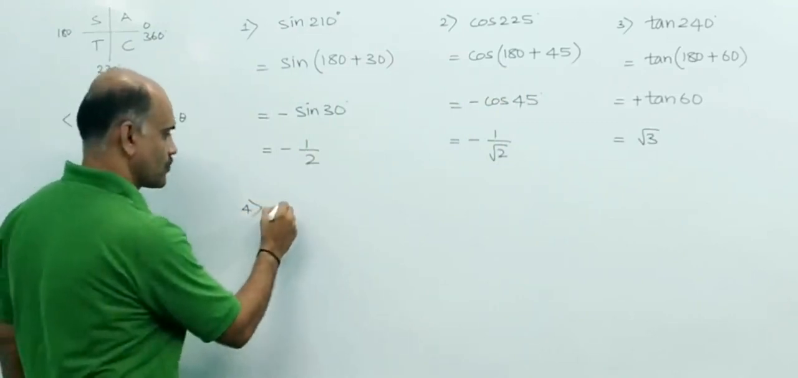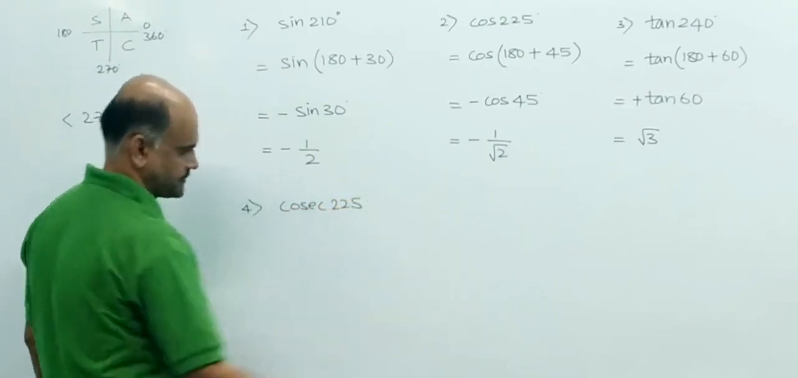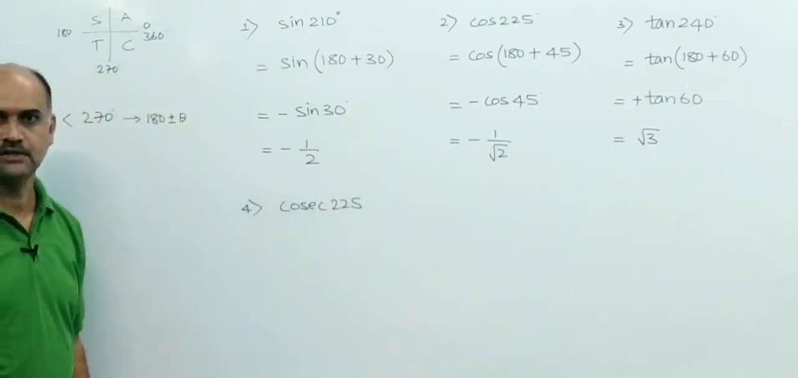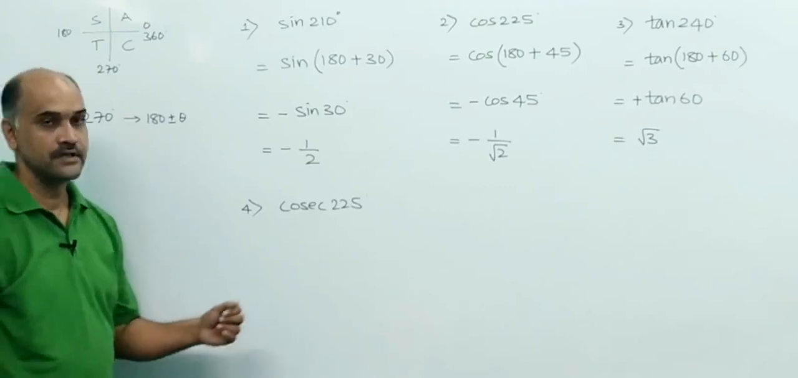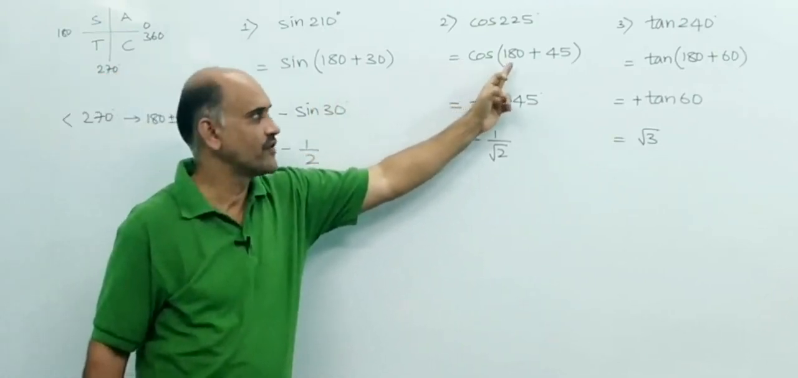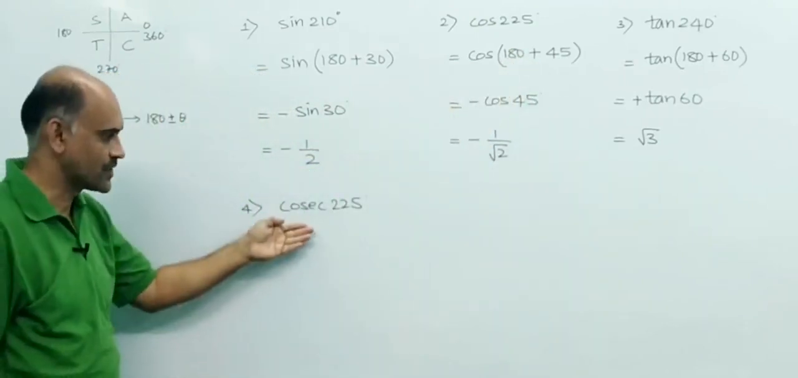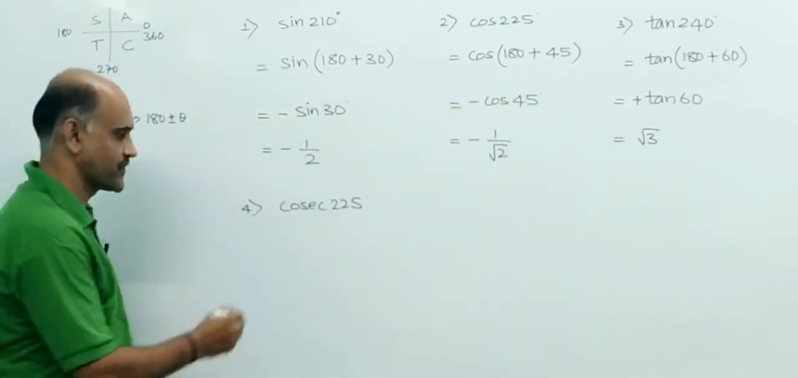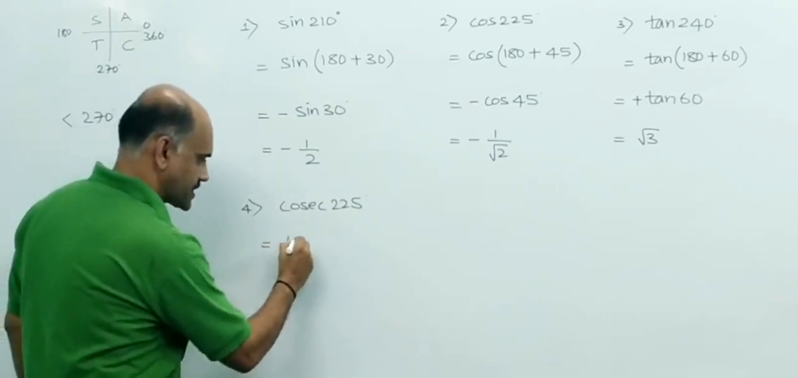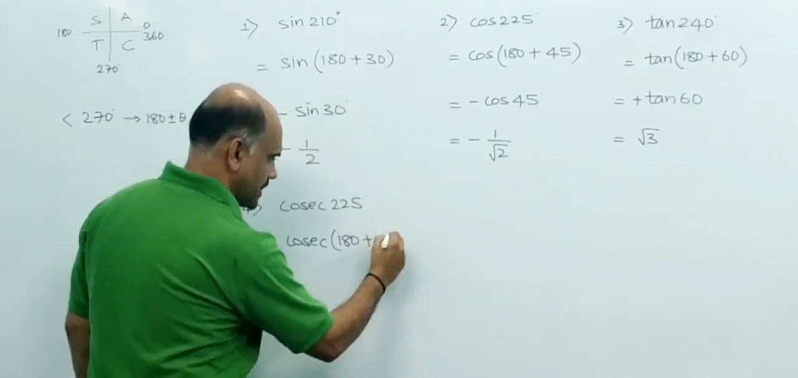Fourth one, cosec 225. Cosec 225. So now again here it is there. 225 is written as 180 plus 45. So write as 180 plus 45. You will have cosec 180 plus 45.